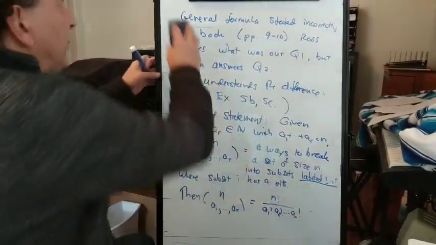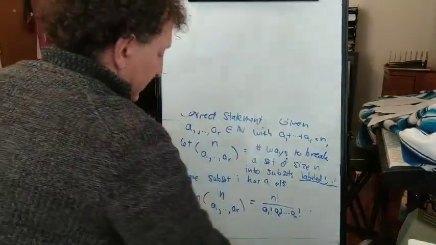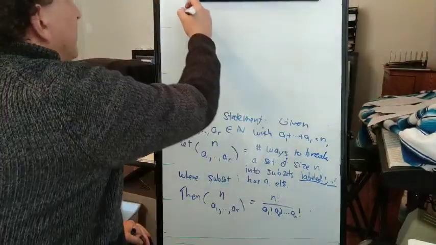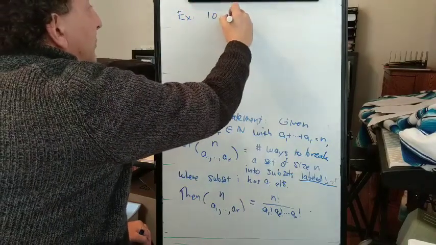So now let's do another example. So let's say 10 people who are planning a party.